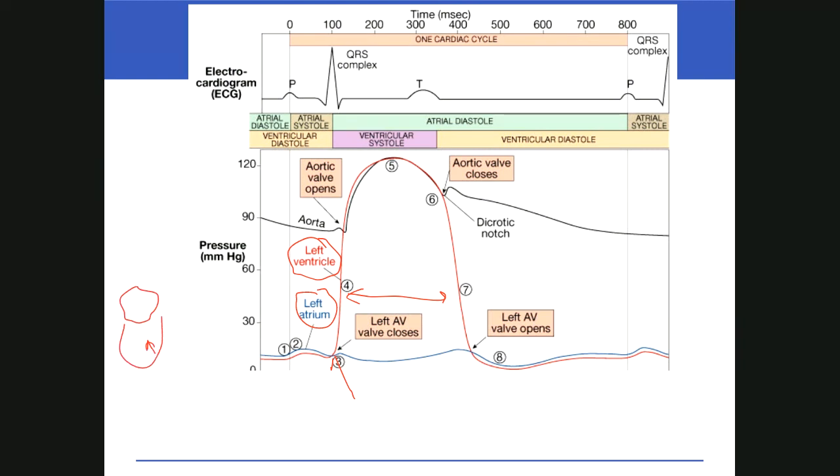Remember, there's a valve right here, the left AV valve, the bicuspid valve, the mitral valve. And when that blood tries to go backwards, this valve closes. And that's exactly what happens right there. This valve closes.